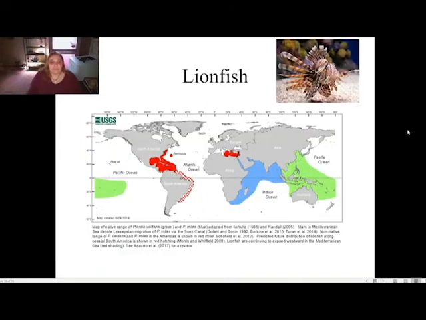Another aquatic invasive species that a lot of people don't know about is the lionfish. These species are native to coral reefs in tropical waters of the South Pacific and Indian Oceans. But they were introduced, I think around 1992, when Hurricane Andrew destroyed an aquarium in southern Florida, and that released 6 lionfish into the bay.